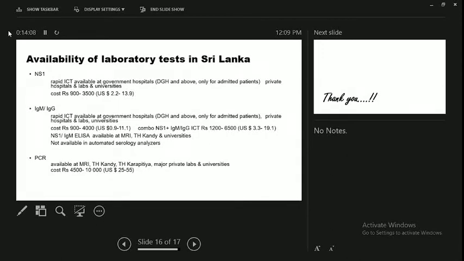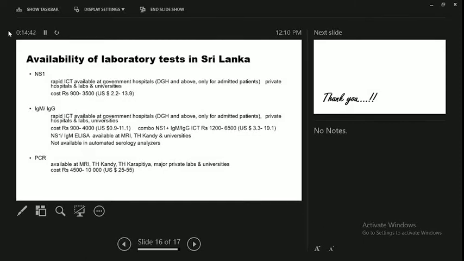In Kandy, we have NS1 antigen, IgM and IgG with limited availability, and the PCR as well. And also we have the reference test rather than just the immunochromatographic test. And also please remember, every test has cost. This IgM in our hospital costs around 900 rupees. In the private sector it goes to 3,500. Even I was surprised to see that in the private sector it's around 4,000 for IgM and IgG. So when you are requesting, please think about the cost as well.